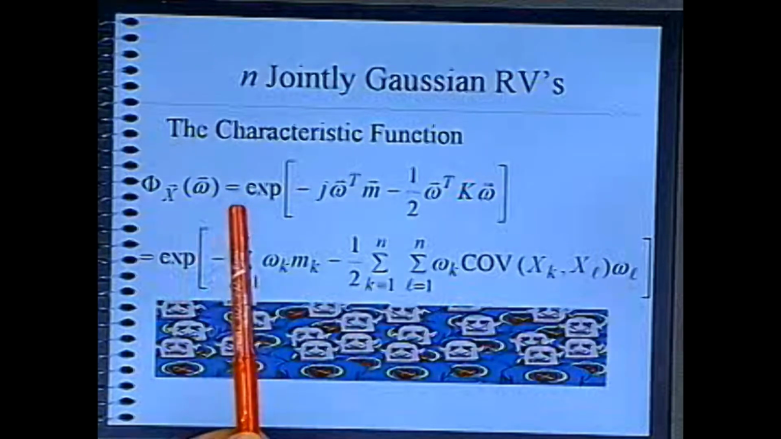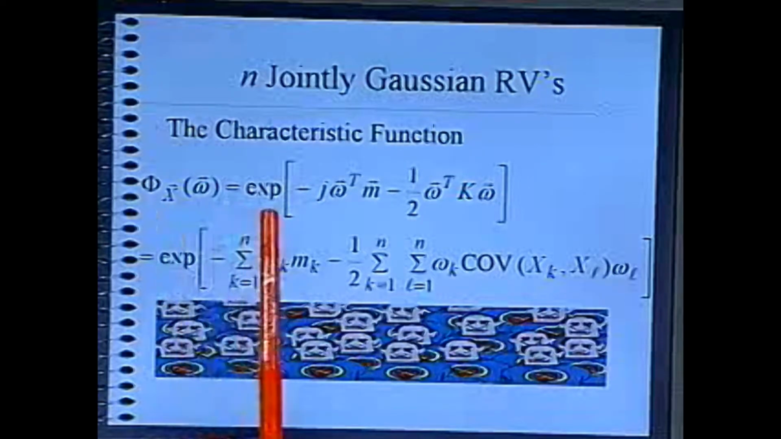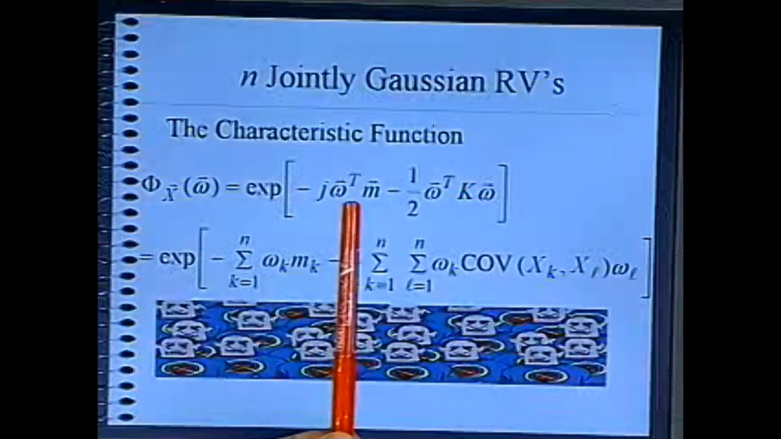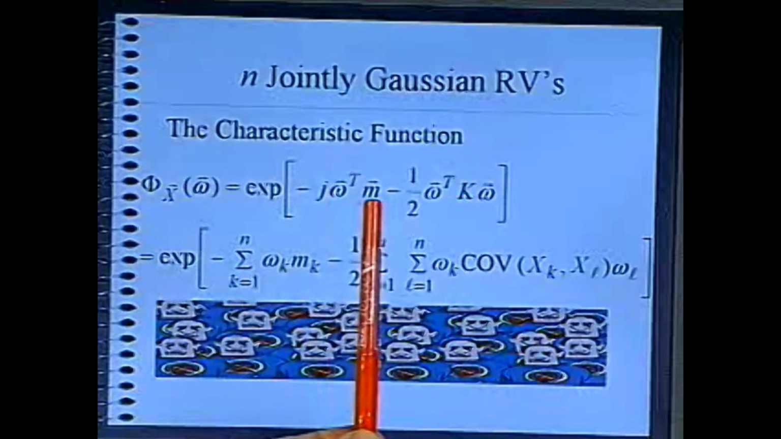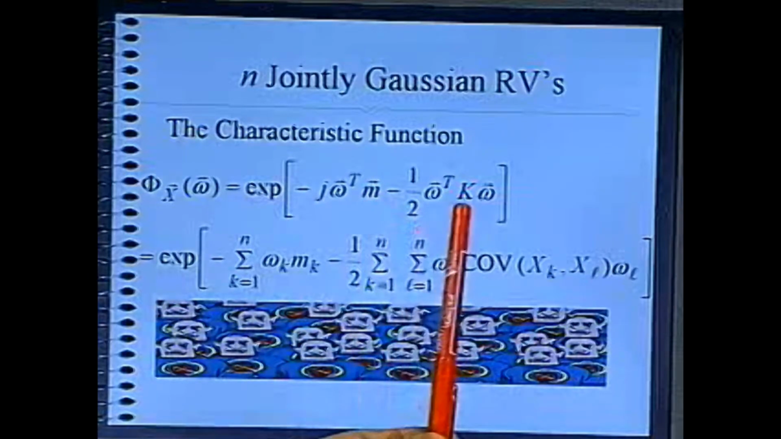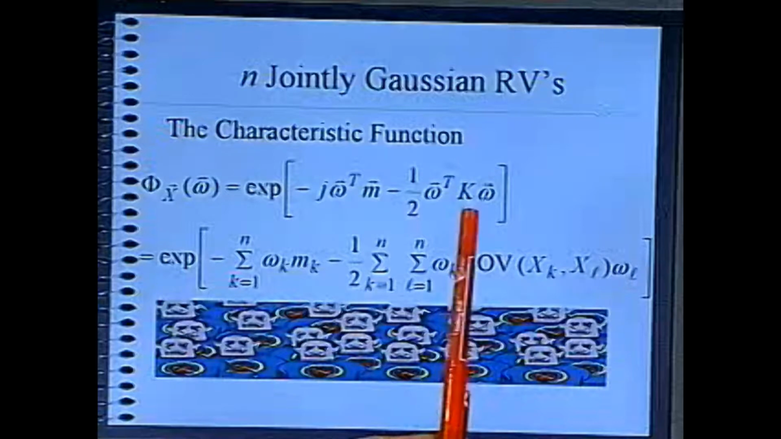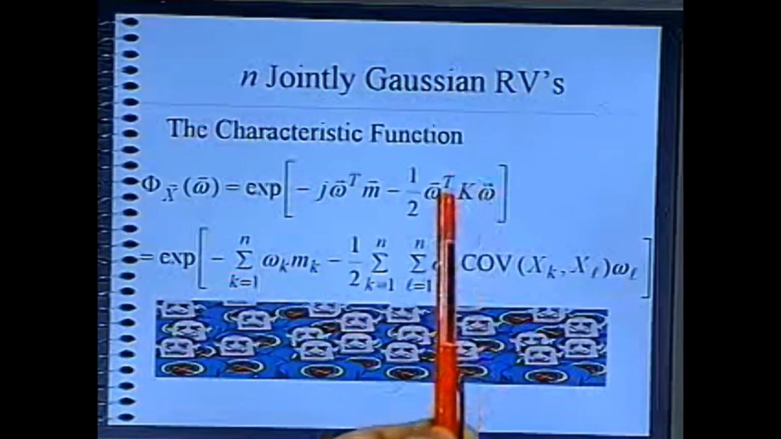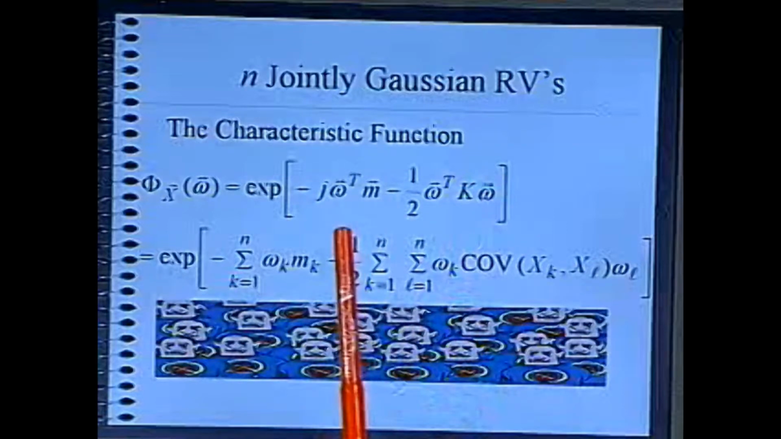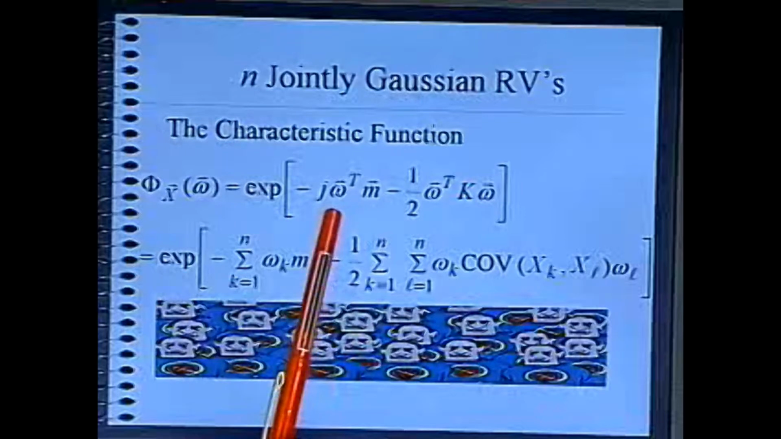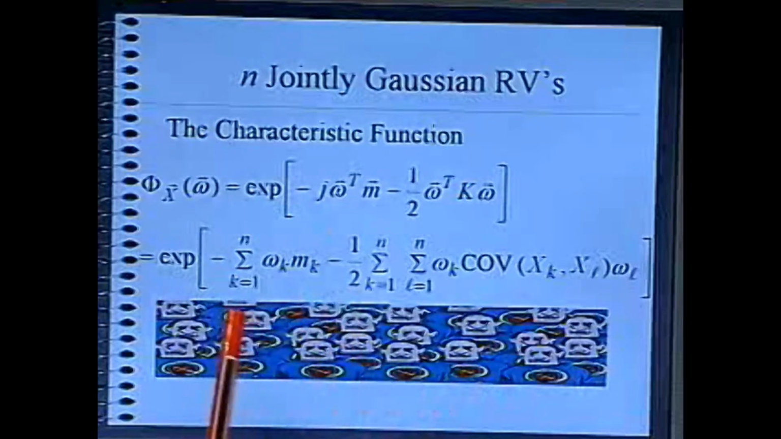And if we were to look at the characteristic function, it would be e to the minus j omega transpose m. M is the mean. And again, we're taking the inner product here so that the result of this vector-vector multiplication is a scalar. Minus 1/2 times this covariance matrix with omegas on either side. So this is a quadratic form in the characteristic function. This is the short vector notation for the characteristic function. If we were to write it out in longhand, we would get this result.